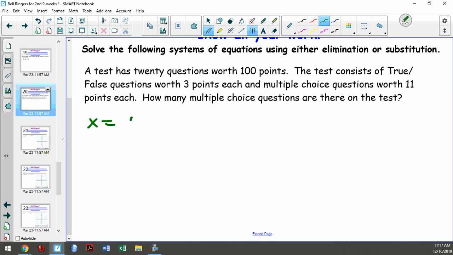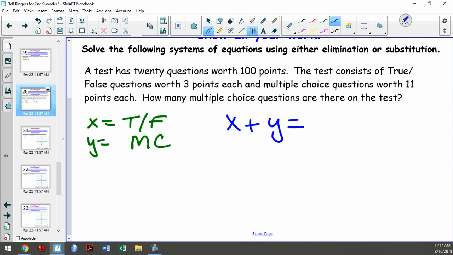So I have x is equal to your true and false, and y is equal to your multiple choice. So if I total up all my true and false and all my multiple choice questions, how many total questions are on the test? 20 questions. Do we all understand that? So my first equation is going to be all the true and false, which is x, plus all my multiple choice, which is y, and that has to equal my total test questions, which is 20.